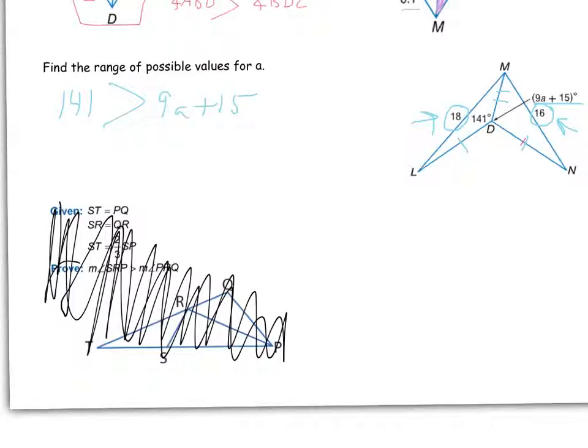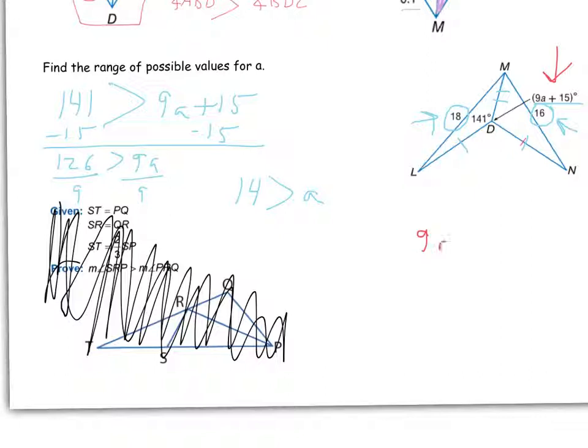And now we just solve for a and are left with an inequality. And when we do that, we get an answer of 14 is greater than a. Well, a could not be anything because we cannot have an angle measure less than 0. So what we have to do is find out what a has to be greater than.